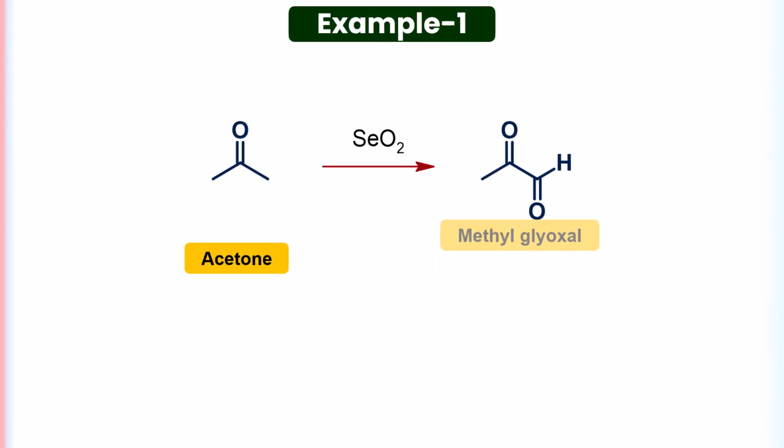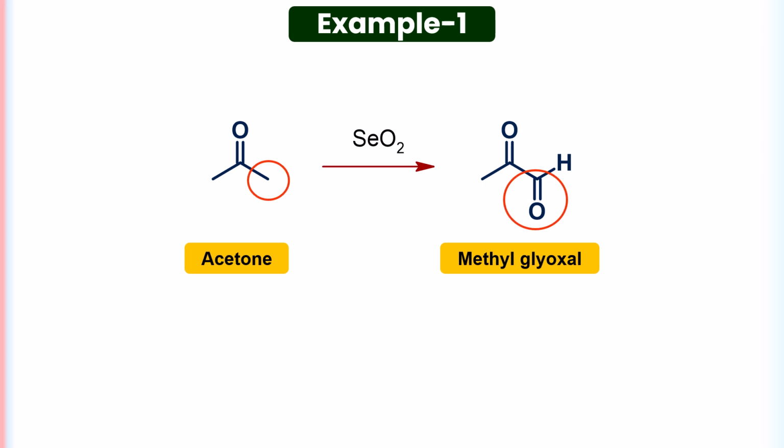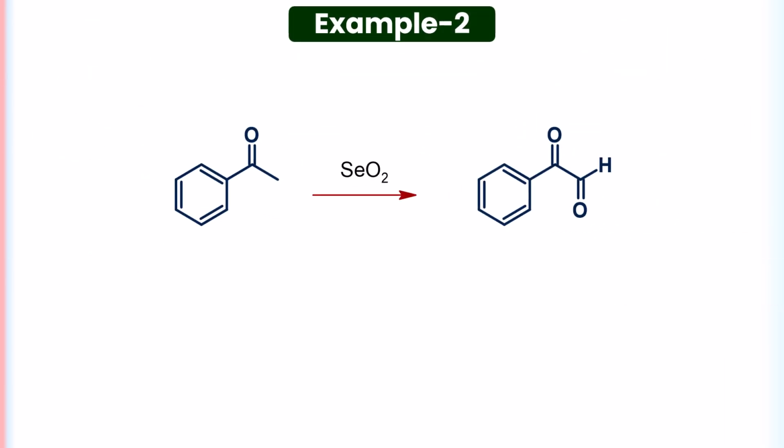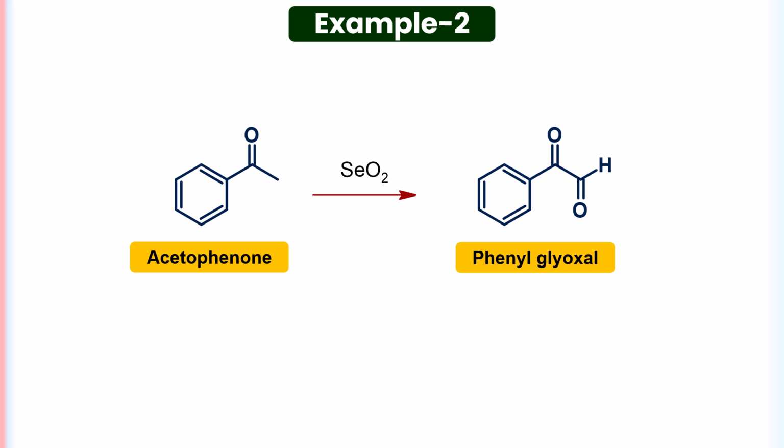Let us go through a few examples. When acetone is treated with selenium dioxide, it is oxidized to methyl glyoxal, a 1,2-dicarbonyl compound. In this reaction, the alpha-methylene group in acetone is oxidized to carbonyl group. In this example, acetophenone is oxidized to phenyl glyoxal. The alpha-methylene group in acetophenone is oxidized to carbonyl group.